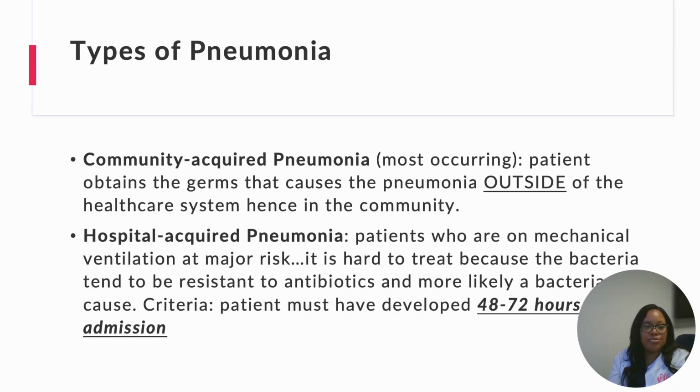All right, so we have two types of pneumonia. We have community-acquired pneumonia, and we have hospital-acquired pneumonia. And the difference between them is just when you contracted the germ. So with hospital-acquired pneumonia, this is going to develop within 48 to 72 hours after admission. So I didn't have pneumonia until I got in this hospital. That's the only difference. It's just the location.